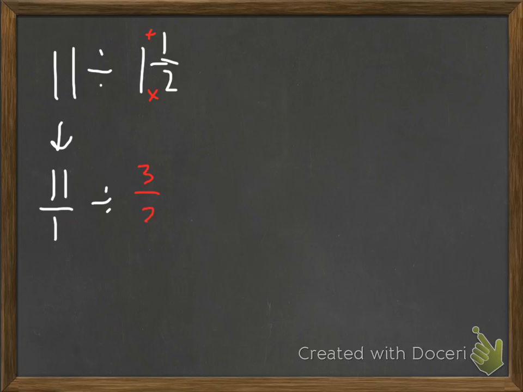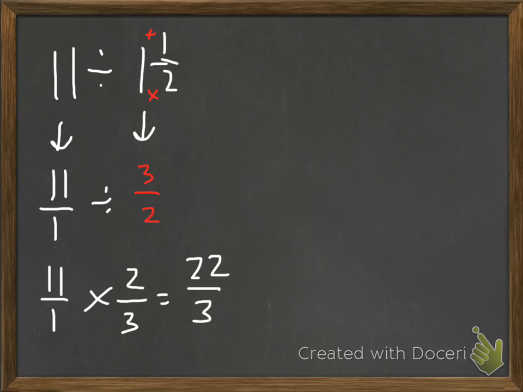11 divided by 1.5. So we got a few things to do here. First of all, we always got to put our whole number over a 1. We're going to change 1.5 into an improper fraction. 2 times 1 is 2, plus 1 is 3, over 2. Now we do our KFC. Keep, flip, change. 11 times 2 is 22. 1 times 3 is 3.